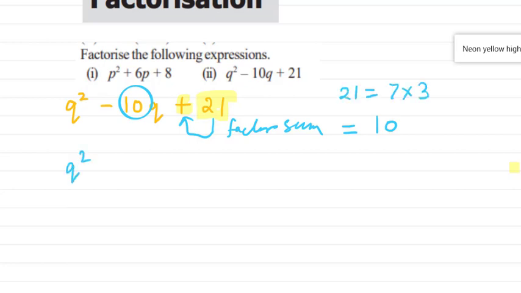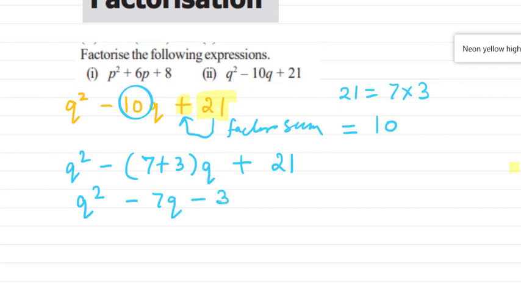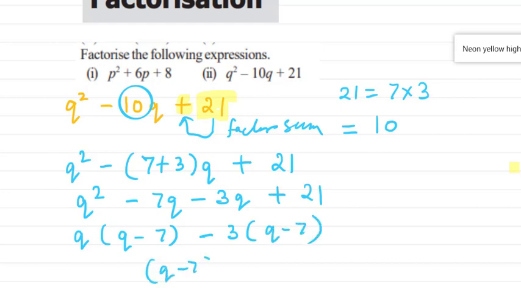So it is q square minus. Now 10 can be written as 7 plus 3. Whenever you have a minus sign, you can keep the bracket also because the sign is going to change. So you will get q square minus 7q minus 3q plus 21. Now you can take common from the first two. So q is common here, and you will get q minus 7. From the last two you will take 3 common, so you will get q minus 7. So here you see q minus 7 and q minus 3 are the factors of this question.